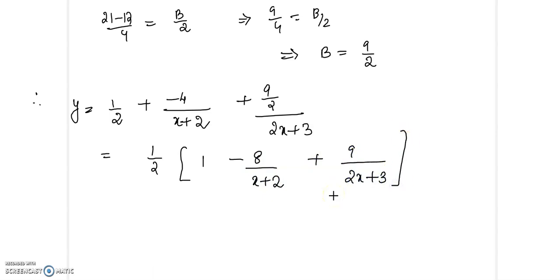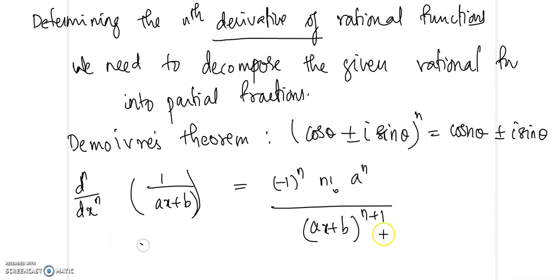So now all our terms have reduced to the form: the first term is a constant, the second term is the 1 by ax plus b formula, and here also it is the 1 by ax plus b formula. So now we can use this expression. Our aim is to find the nth derivative of our rational function. So this is the formula that we will use directly.